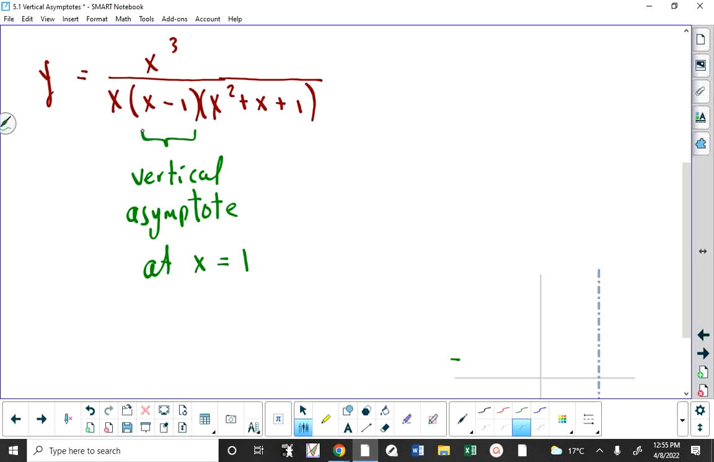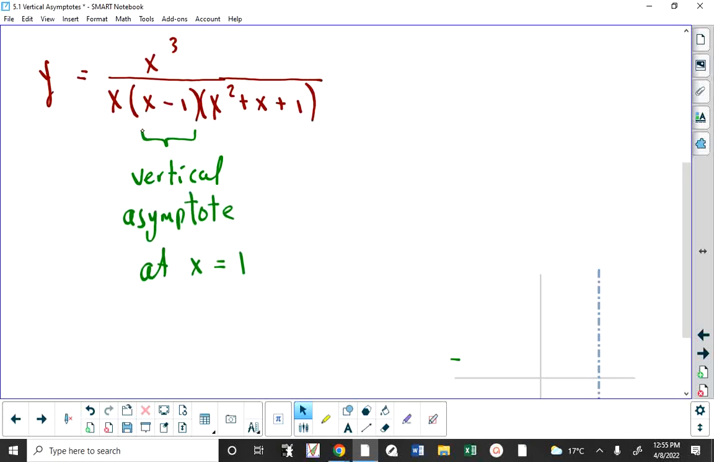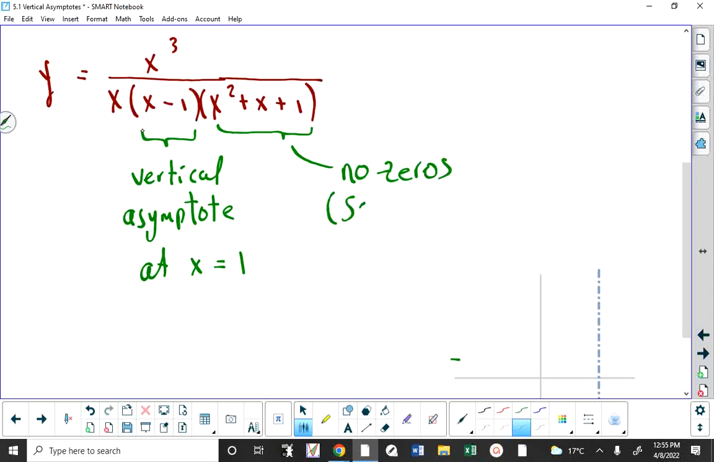And a lot of what I'm doing here, in fact, everything I'm doing here so far with this example is what you would do in Math 30. It's got nothing really to do with calculus just yet. When you take a look at this factor, this has no zeros, so there's no vertical asymptote.